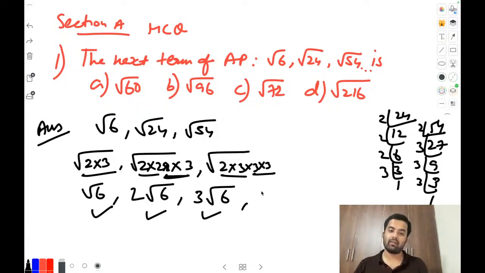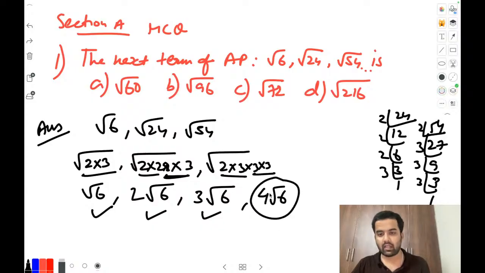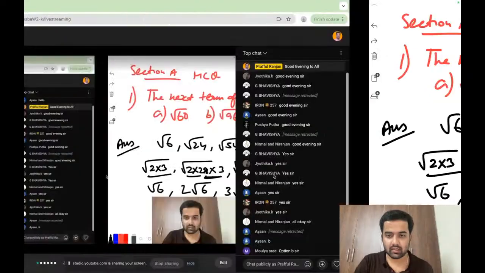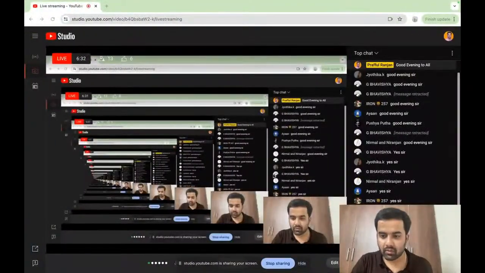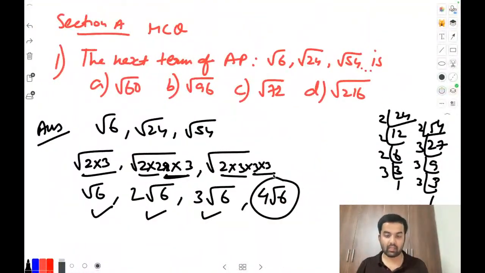Now next will be what? Anybody have idea about this? What will come? 4 root 6, na? Correct? 4 root 6 will come. Understood this? Anybody have answered this? Option B. Molesh trees are having option B. Okay, let me check. Yeah, I think that is the correct one only. 4 root 6 we will get.